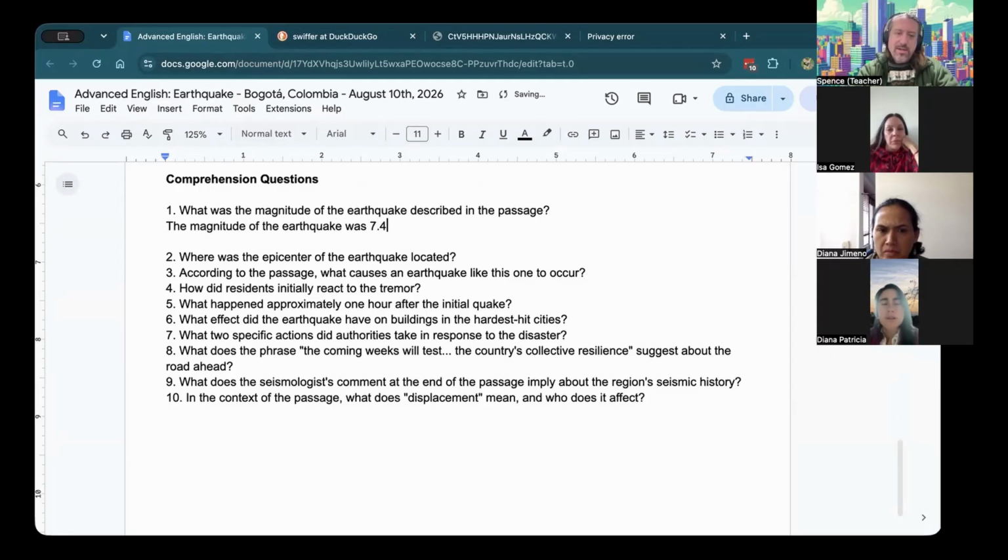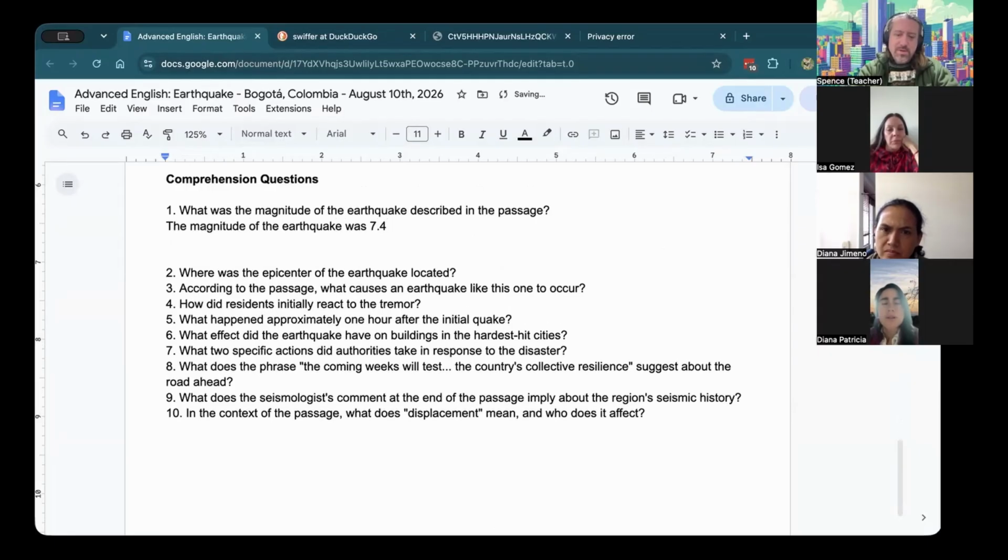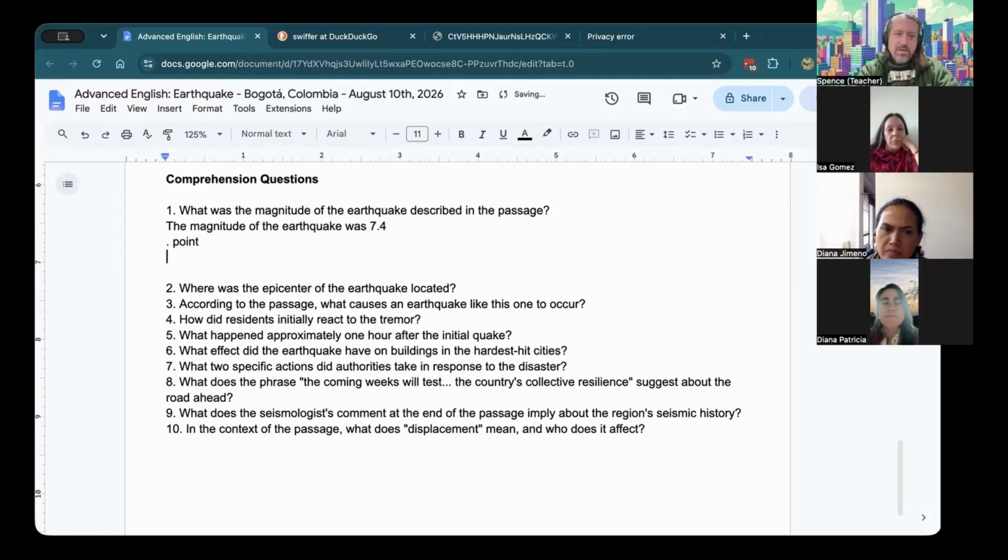One thing also to note, we say point, not comma, right? In Spanish, we would write 7,4, but in English, we write 7.4. So good job.